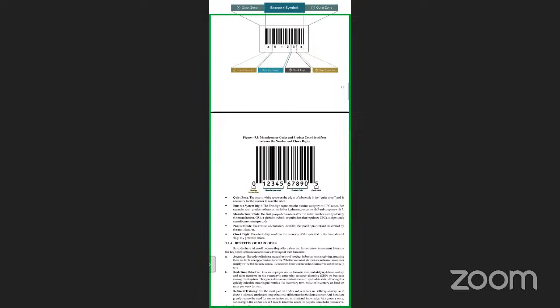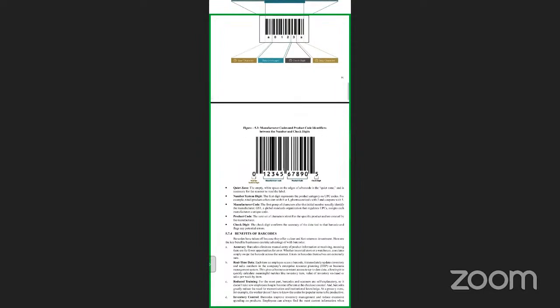And product code, you can just look at here in the image. You can just have a glance over here. So this is the manufacturer code, and this is the product code. And we have the check digit, which will confirm the accuracy of the data that is tied to the barcode. Is it right or wrong?